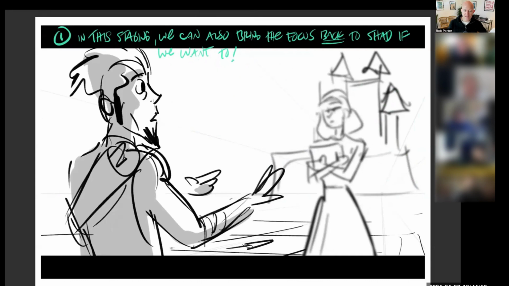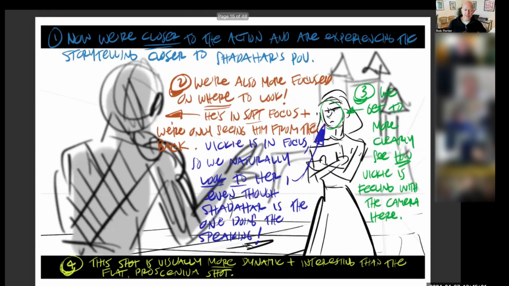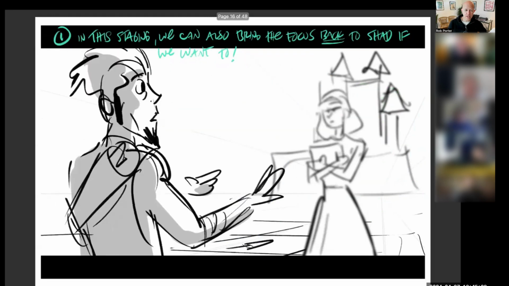Then we hear something off camera, and this might be the part where he says, "I can clearly take a shot here." And she says, "Well, that's great, but what about the guys who made a reservation?" And here's something off camera. In this staging, we can also bring the focus back to Shadowheart if we want to.